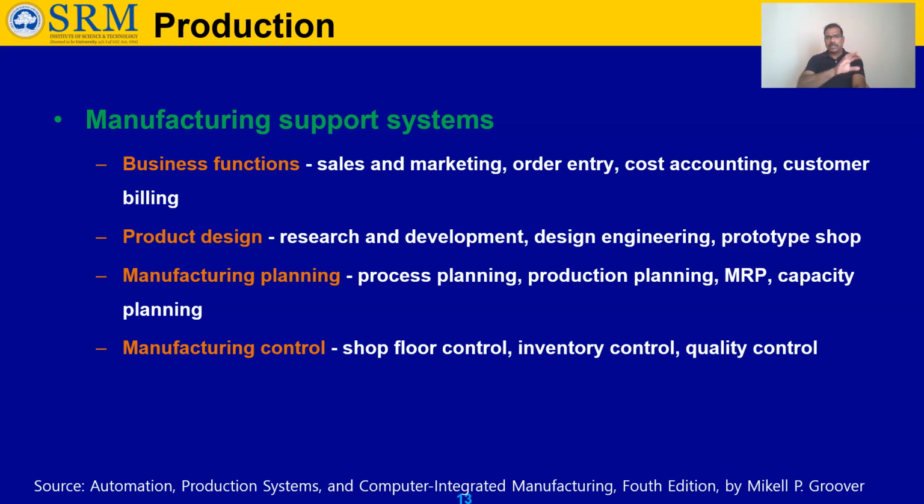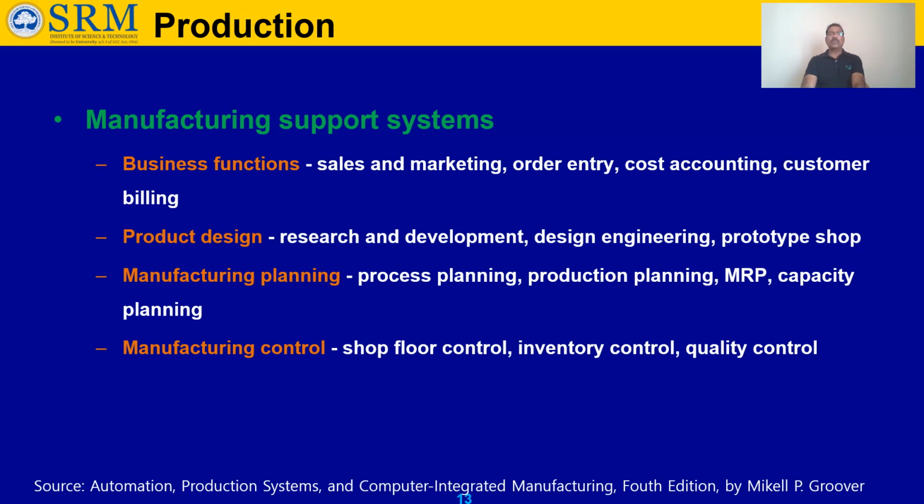So all this process planning, production planning, MRP, and capacity planning, we'll be studying in detail in the fourth unit. We'll be studying that in a later unit. And the final topic is manufacturing control, which comes under shop floor control, inventory control, and quality control.